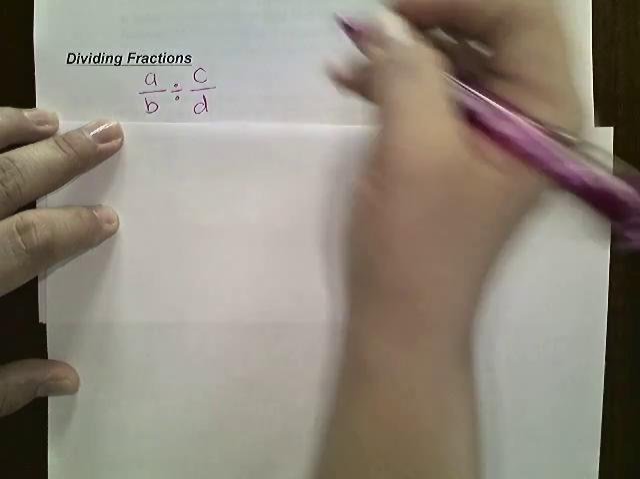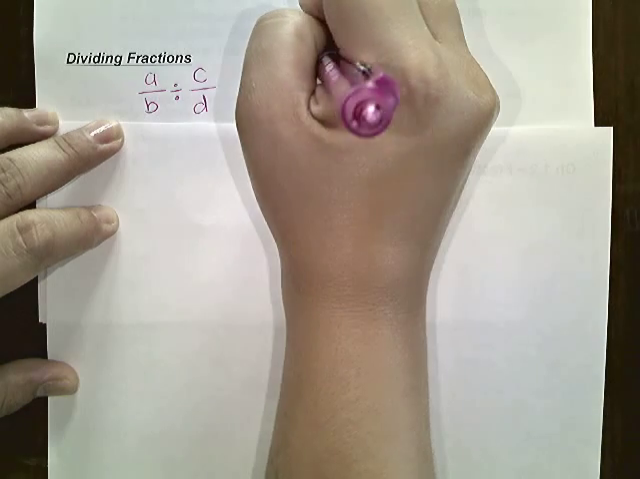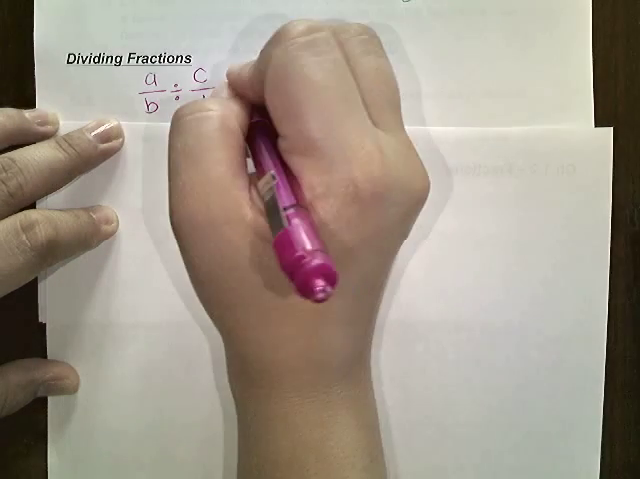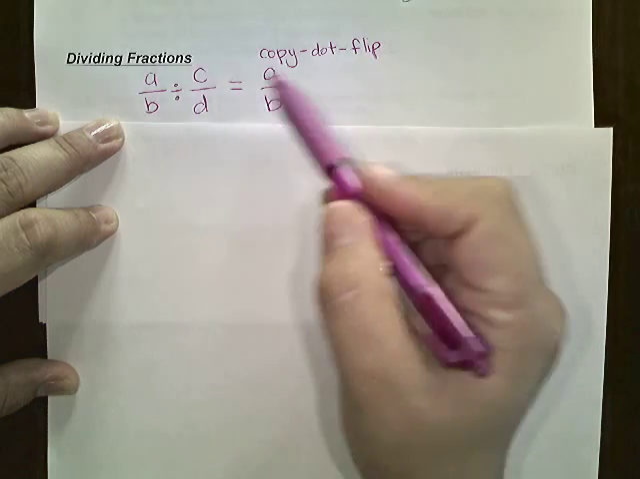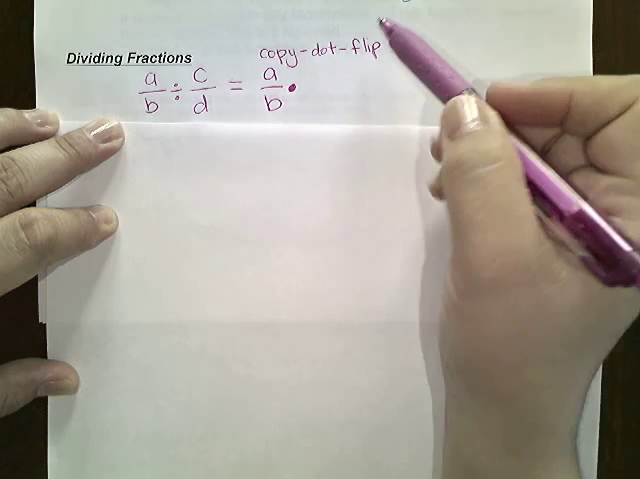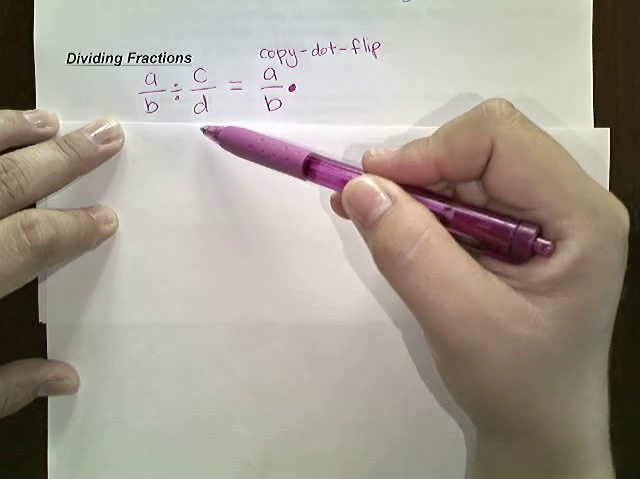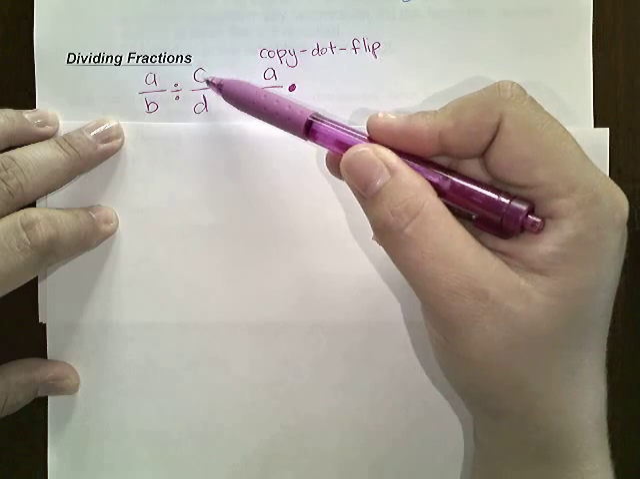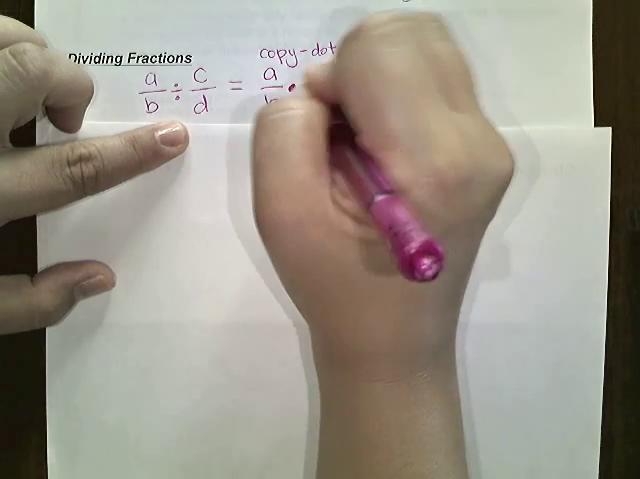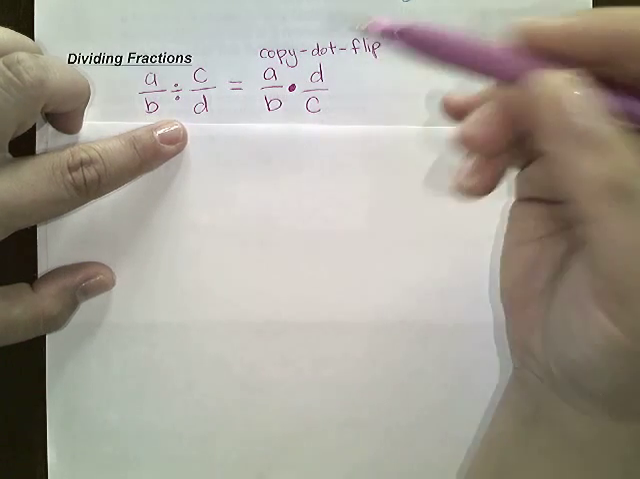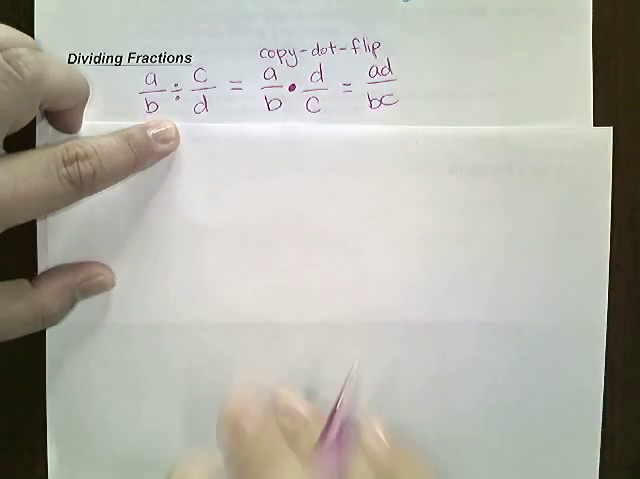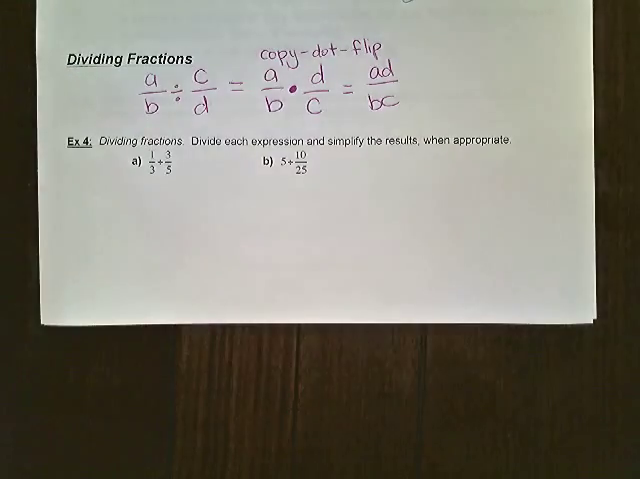So that's also known as copy dot flip. So we copy the first fraction, A over B. Instead of having division, we have multiplication, so that's where our dot comes in. And then we flip or take the reciprocal of the second fraction. A reciprocal is just taking a fraction, C and D, and switching the numerator and the denominator. So that becomes D over C. And then from what we learned about multiplying fractions, we would just multiply straight across, AD over BC. Let's go ahead and try some problems.